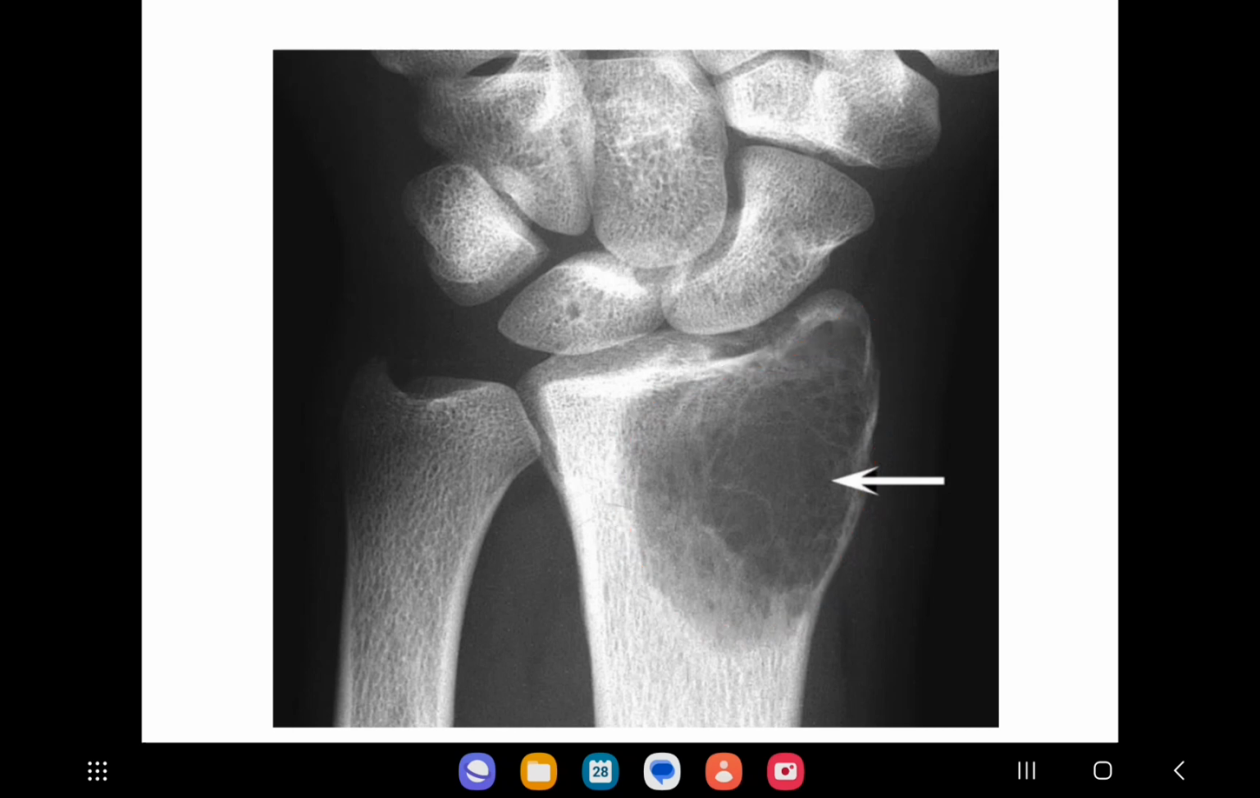And these lesions rarely extend in this direction towards the articular cartilage, but they mostly extend towards this side. That is, they will breach the cortex and can extend towards the skin side. So it breaches the cortex and extends in this direction. Now this completes the X-ray finding, that is the soap bubble appearance.